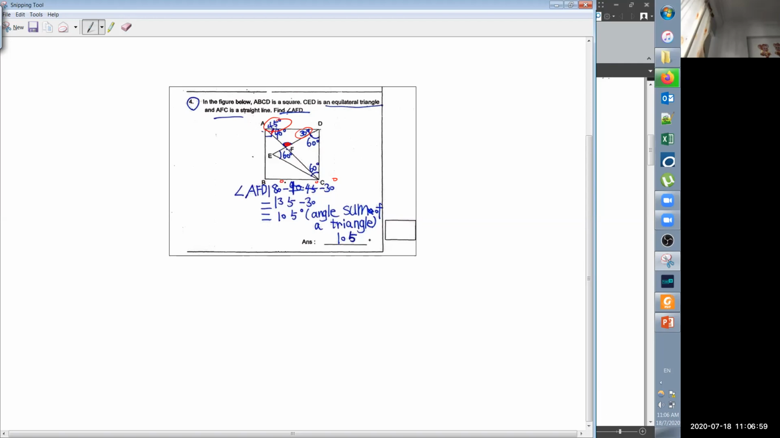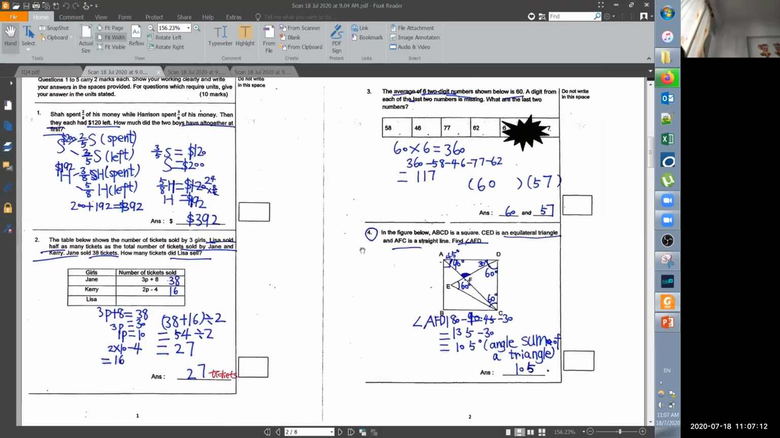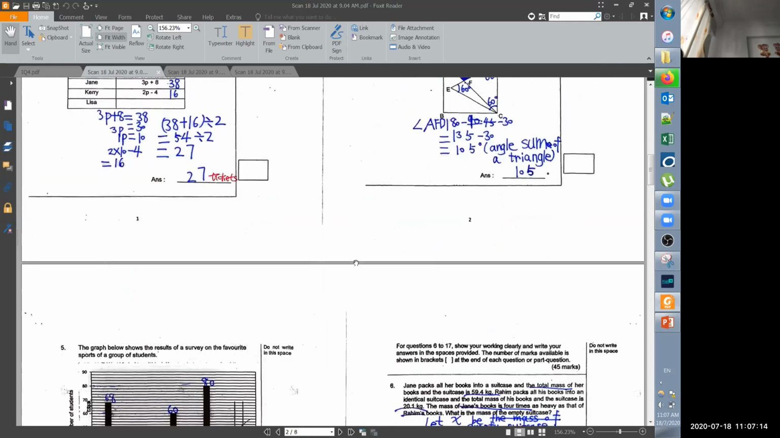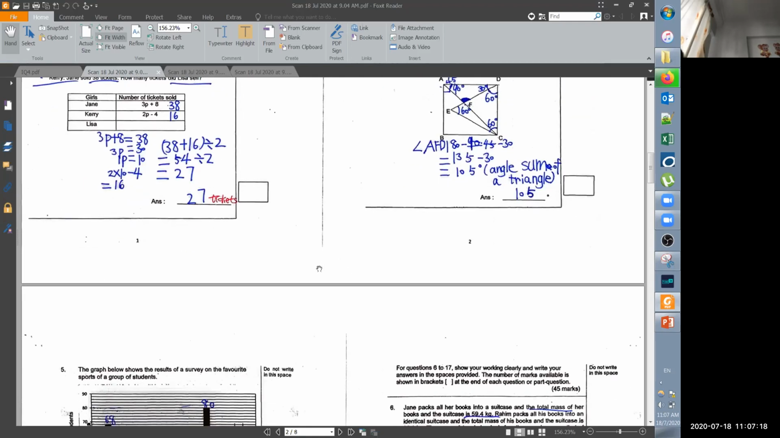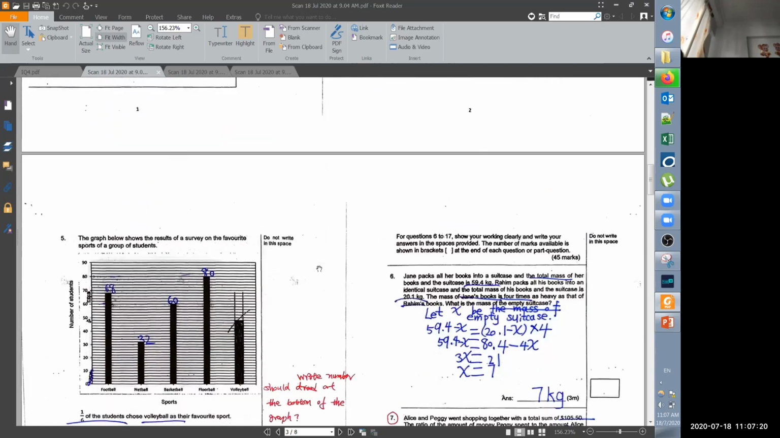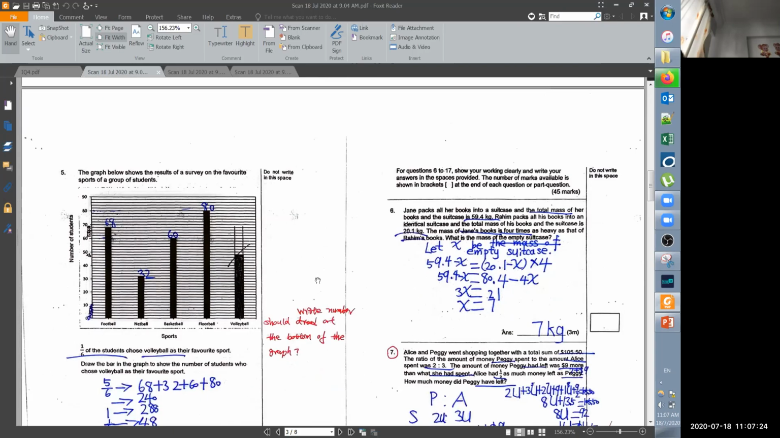But over here, please take note. We are talking about angle here, so you might need to write more things. Okay, don't miss all this. Huh? Okay, next. Yeah, unit. It's important to write down the unit. Let me see. Question. What's this? Should write number at the bottom of the graph.